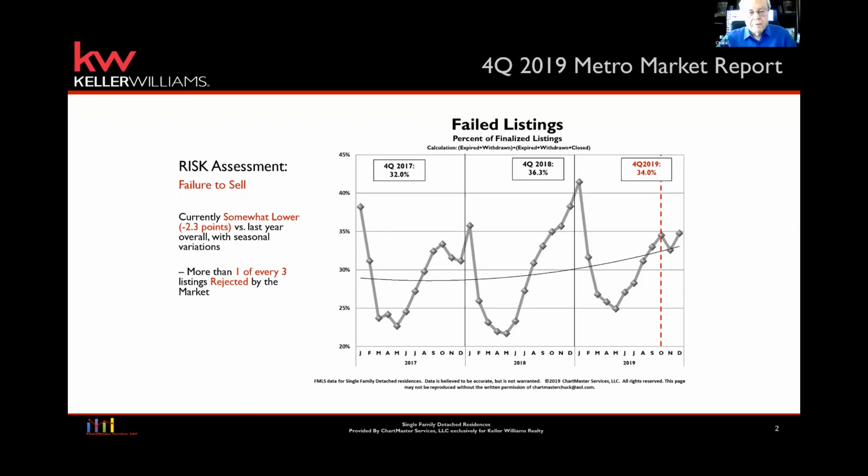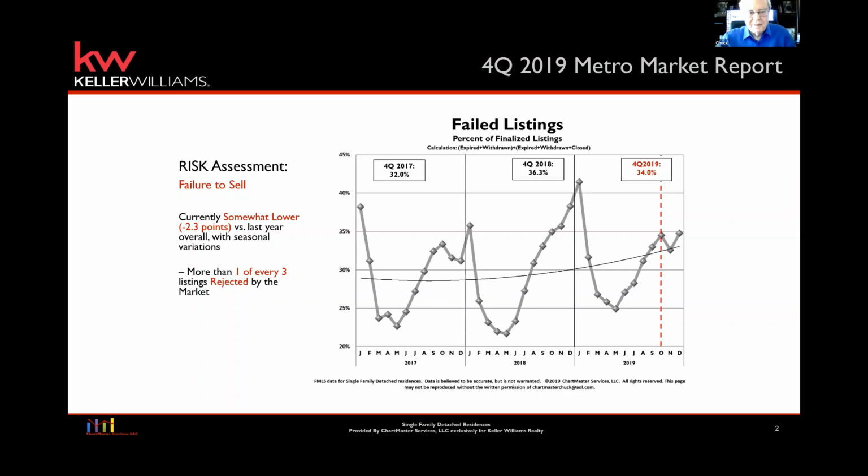Liz, if I can interject a second, that term finalized listings is one that I kind of invented to represent the fact that these are statuses that will not change again. And forget about the house for a second.